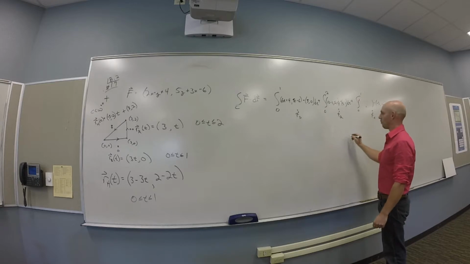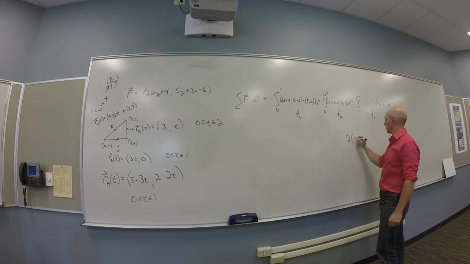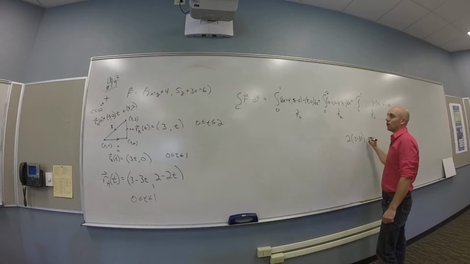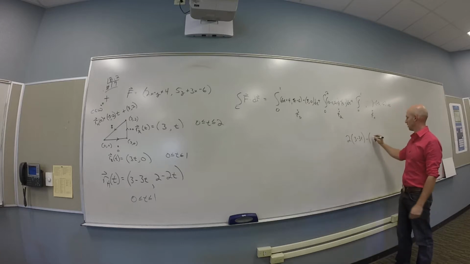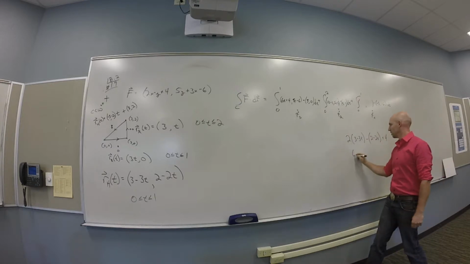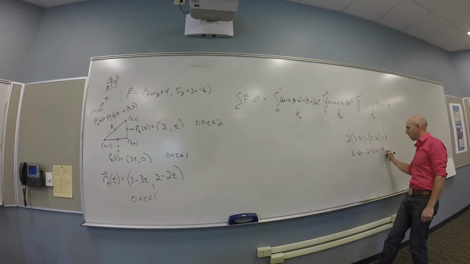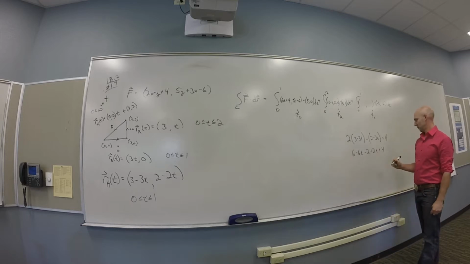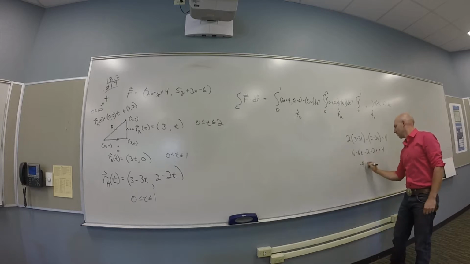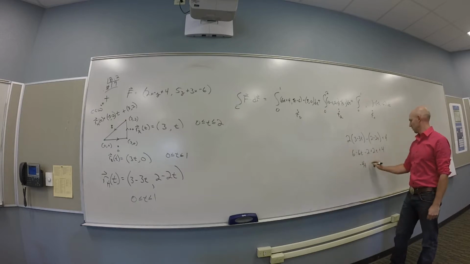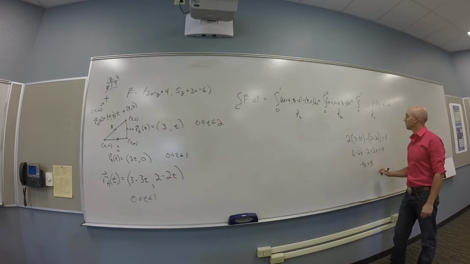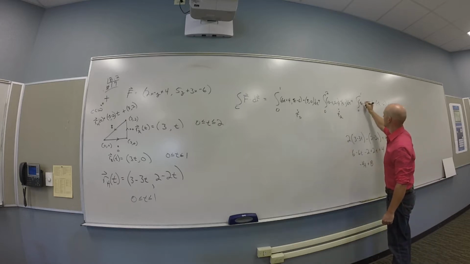So let me carefully do that one over here. I need 2 times, what's your x coordinate on r_h? 3 minus 3t. Minus, what's your y coordinate? 2 minus 2t, plus 4. Okay, so that's 6 minus 6t minus 2 plus 2t plus 4. That's negative 4t, so all told, I got negative 4t plus 8. Cool.